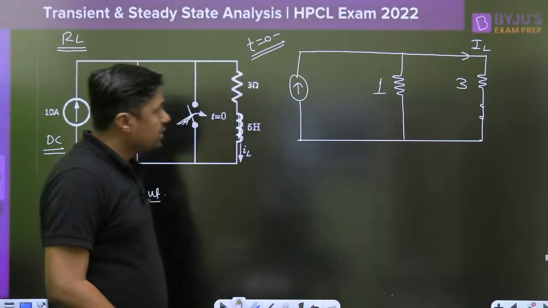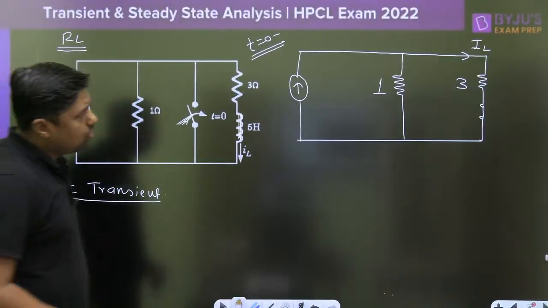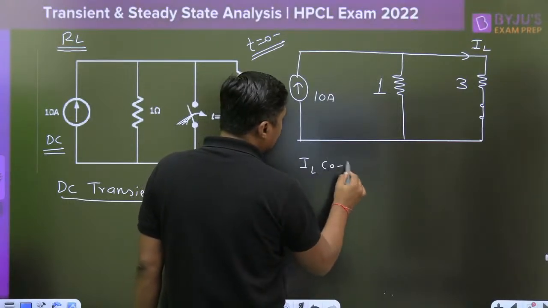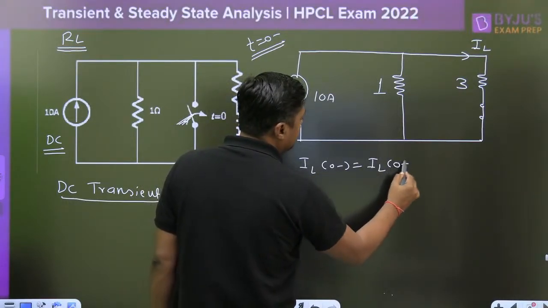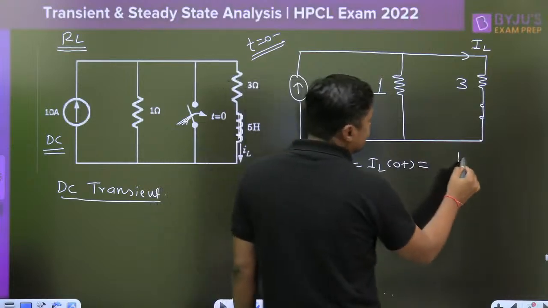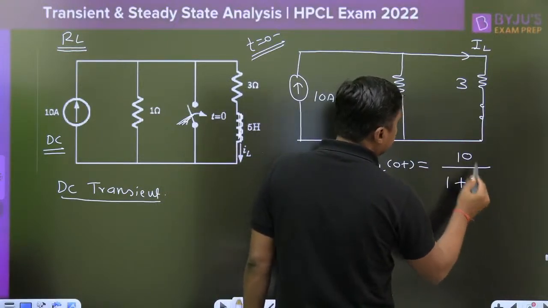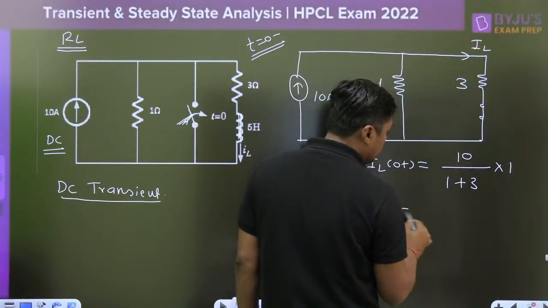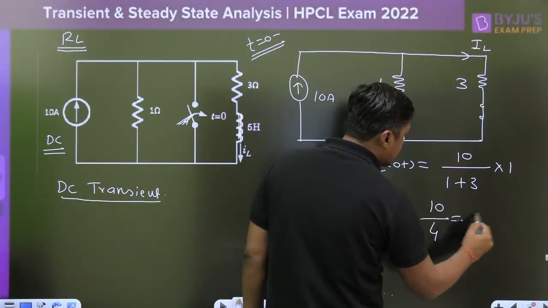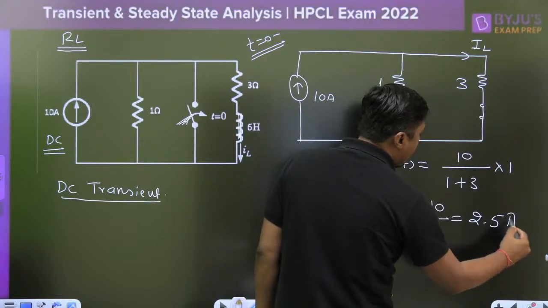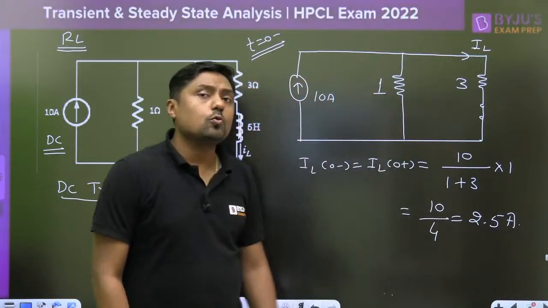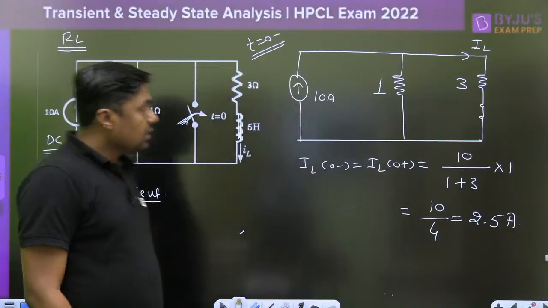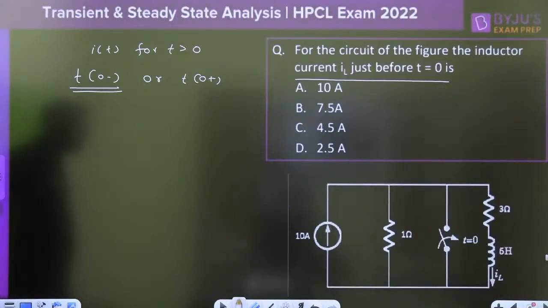Very, very simple question. So according to the current division rule, this is the 10 ampere. So what will be the current through the inductor? IL(0 negative) is equal to IL(0 positive) is equal to 10 divided by 1 plus 3. These are the resistors. If you want the current through the 3 ohm, it should be multiplied with what? 1. So 10 divided by 4, that answer is what? 2.5 ampere. So which answer is correct? 2.5 ampere.